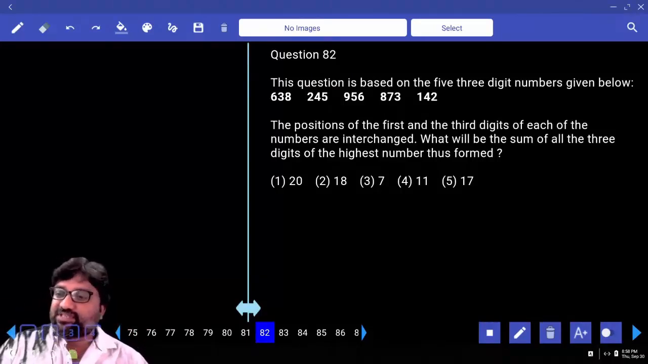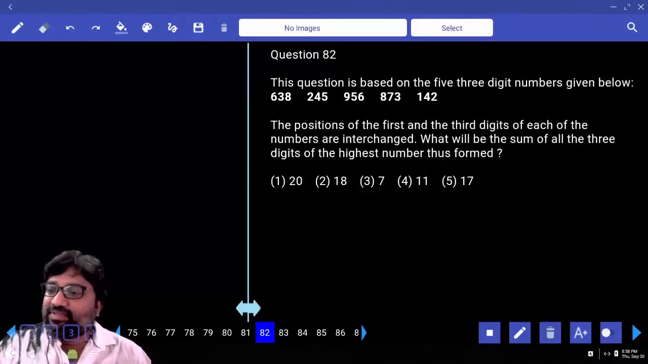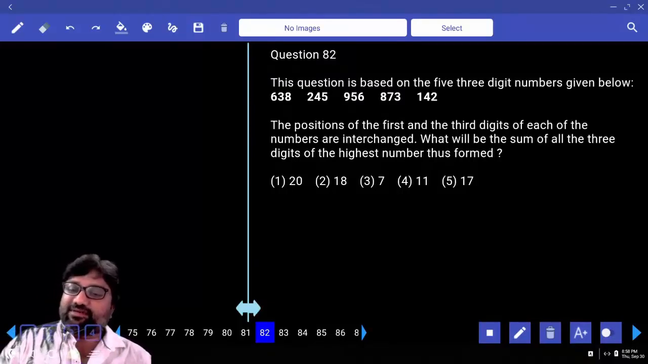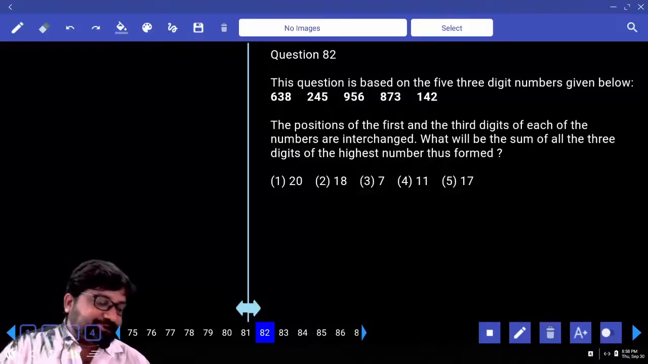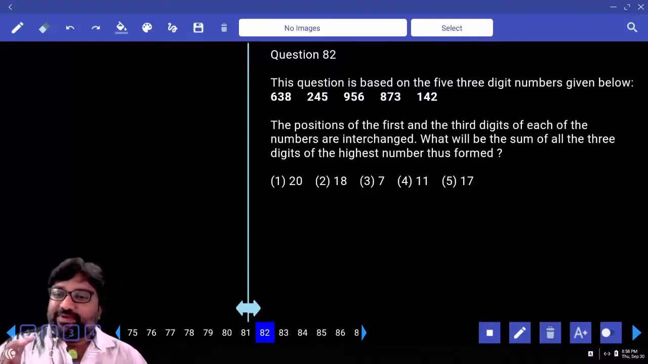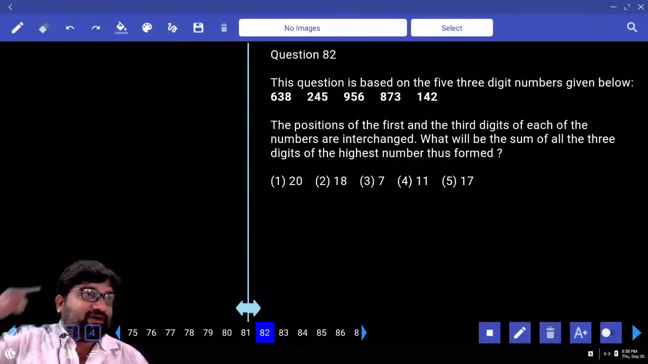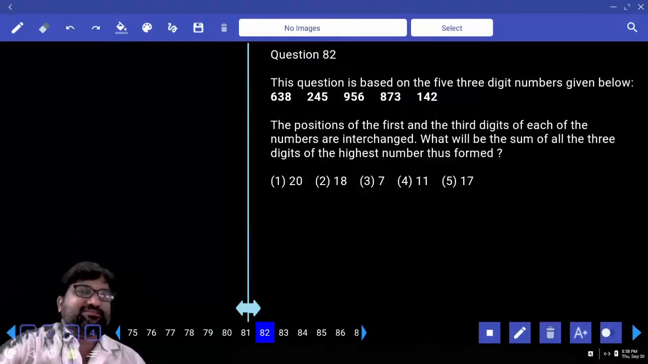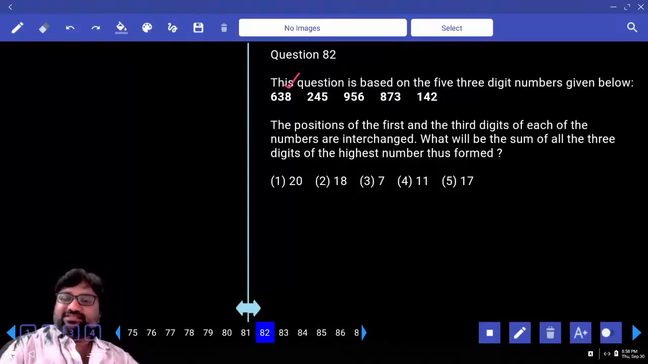The positions of the first and the third digits of each of the numbers are interchanged. What will be the sum of all the 3 digits of the highest number thus formed? Dead easy. Right? Tell me. Now what should we interchange? First and my concentration is on what? Last. Which is the last highest digit? 8. So the sum of 638: 6 + 3 is 9, plus 8 is 17.